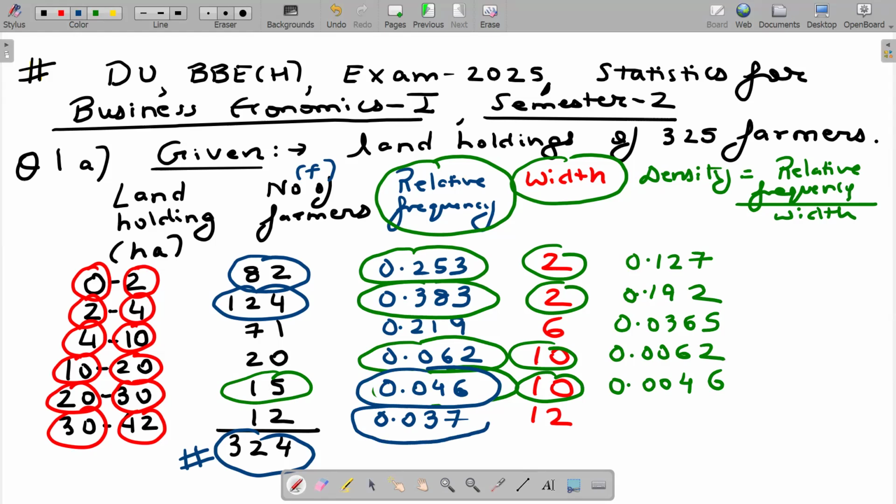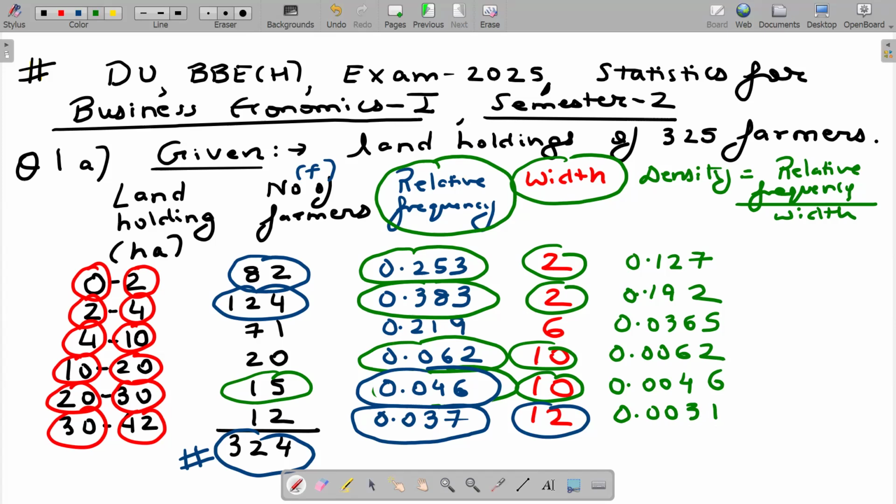And then 0.037 divided by 12. 0.037 divided by 12 is 0.0031. So I got my densities by dividing the relative frequency by the width.